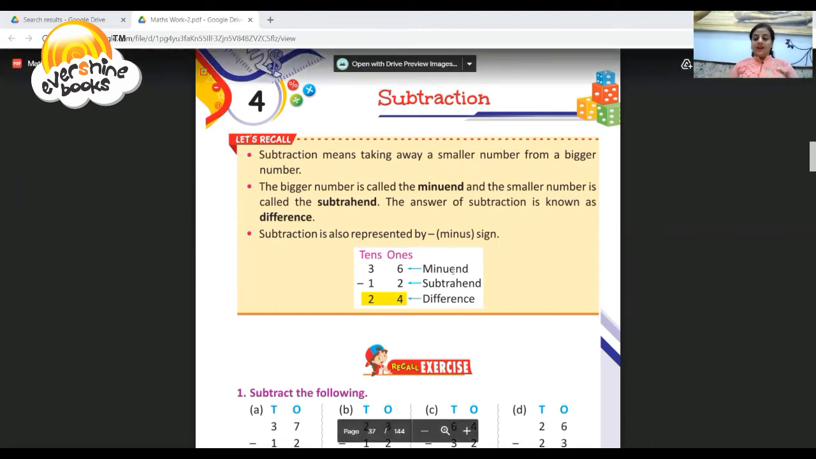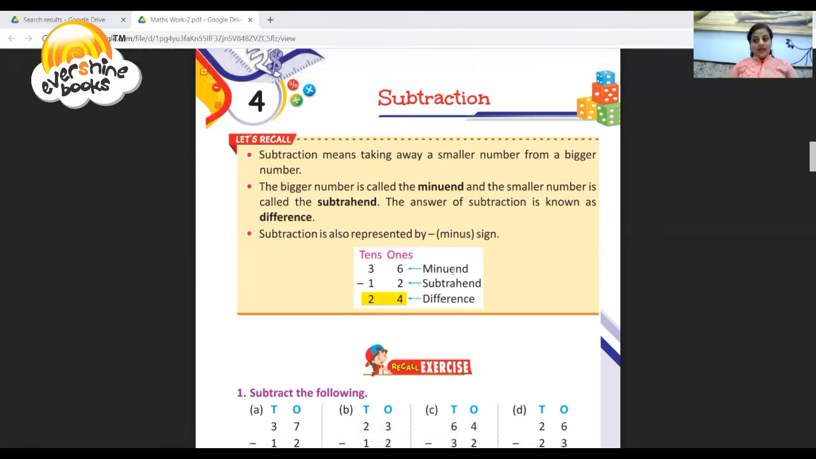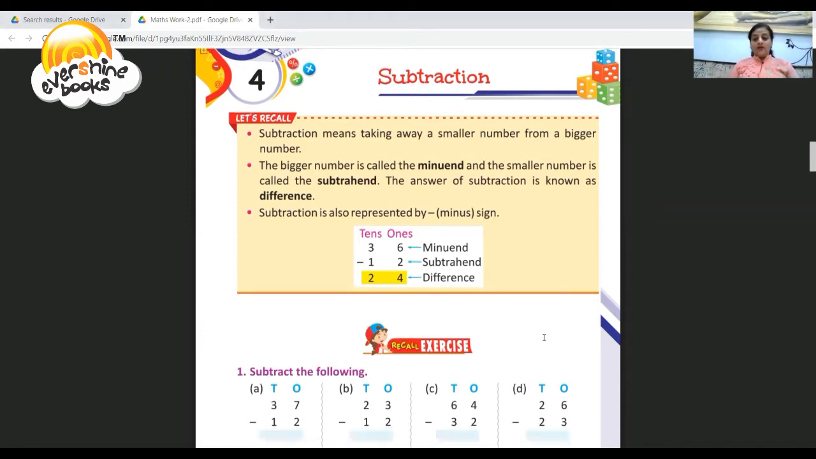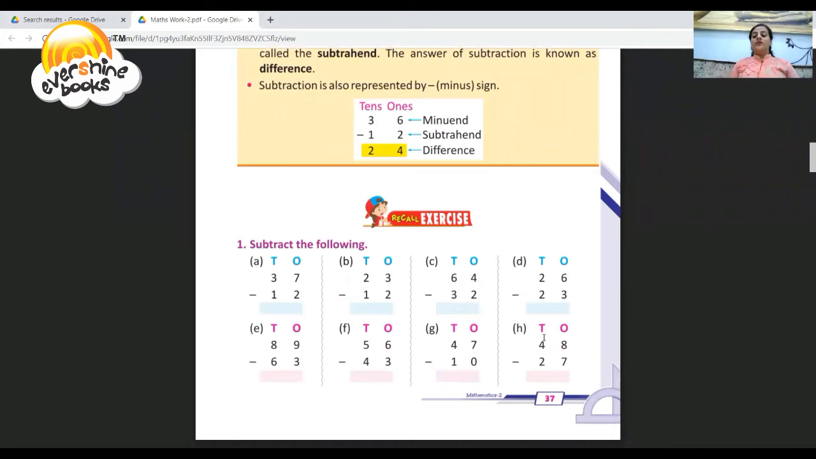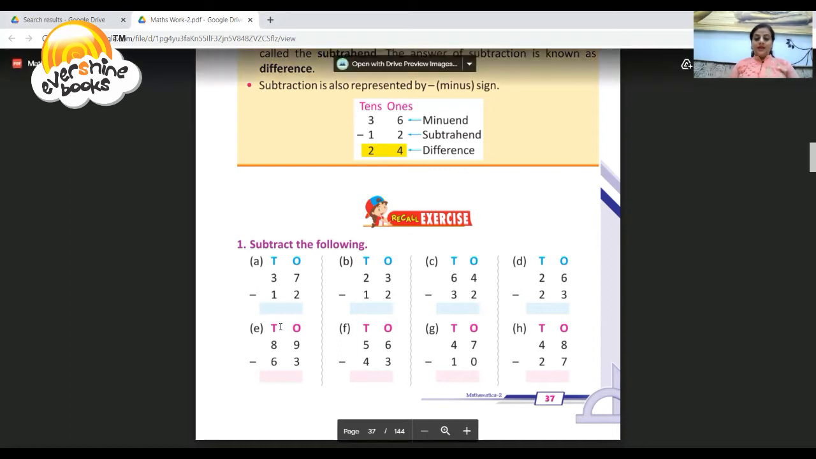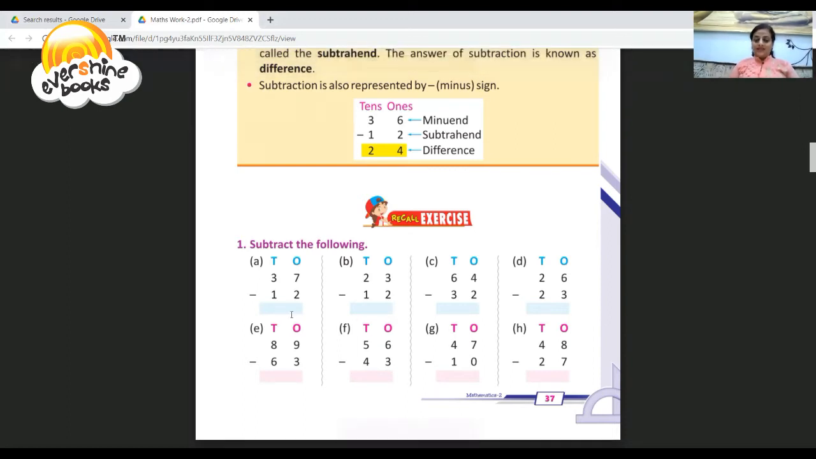So here we are going to do a recall exercise also. In that, you have already learned how to subtract two-digit numbers from one digit, from two digit, and from three digit, we are also going to learn in that. So first of all we will be recalling exercises. Here, recall exercise is there. Subtract the following. We are going to start from our rightmost part.